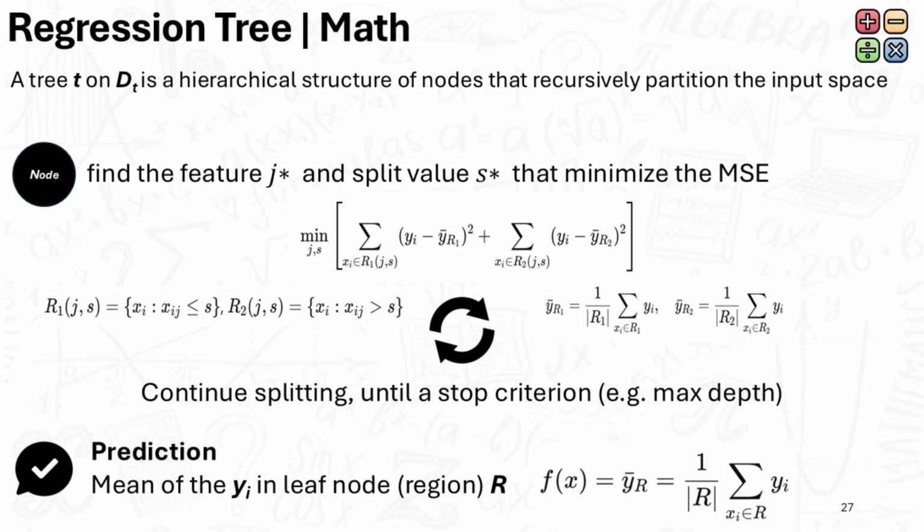We calculate the average target value, Y hat, for each region and repeat this process recursively. This continues until we hit a stop criterion, such as a maximum tree depth, to prevent the tree from becoming overly complex. Finally, how do we get a prediction from a single tree? When a new data point falls into a final leaf node, or region R, the prediction f of x is simply the mean of all the target values y_i that landed in that specific region during training. By mastering the splitting logic, the tree learns to group similar demand scenarios together, providing the granular insights that the random forest will eventually average out for our final forecast.